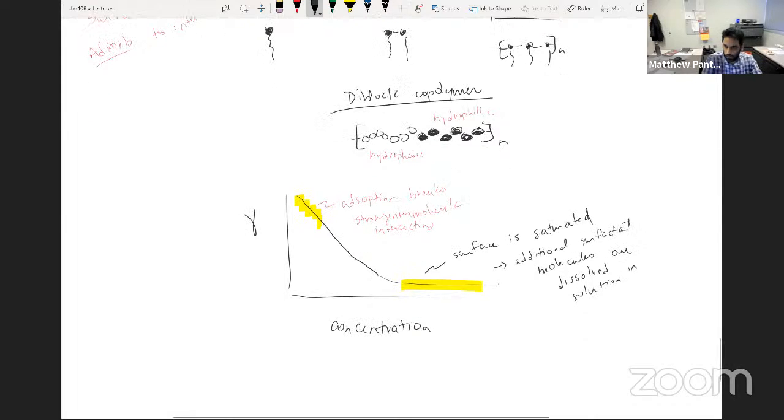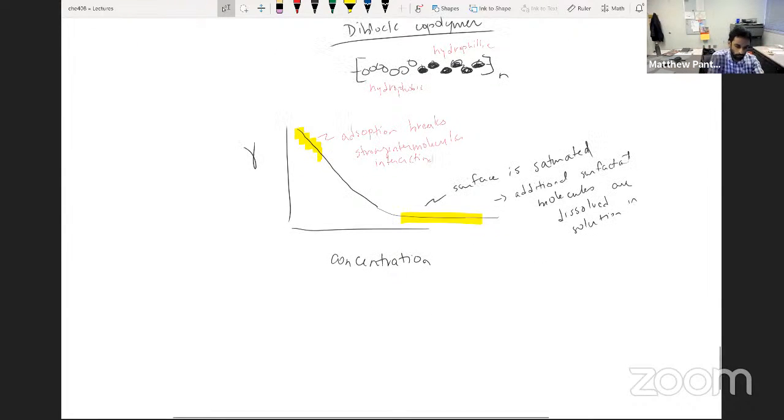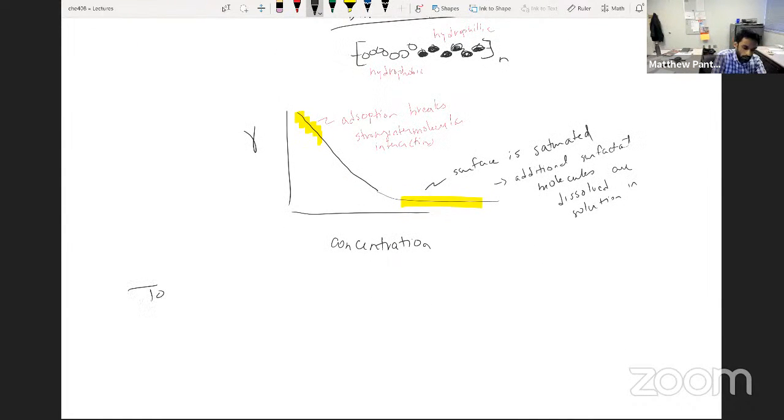Okay, we just talked about how it's unfavorable for these organic or non-polar hydrophobic groups to be inside water or a polar solvent, right? So in that case, what would be the most energetically favorable thing to happen? If it's forced to go inside the solution, what will it do? So to minimize free energy, surfactant molecules form micelles.